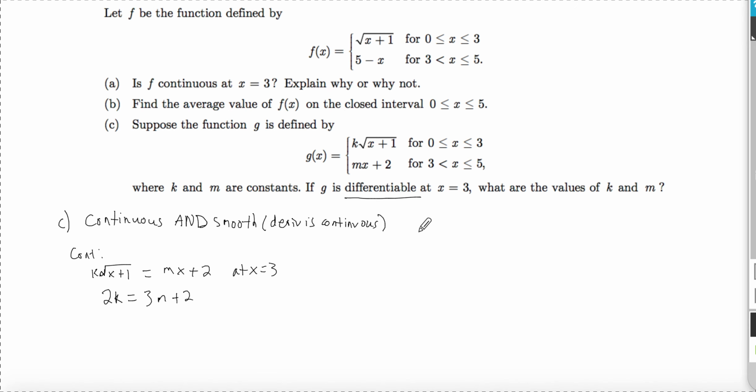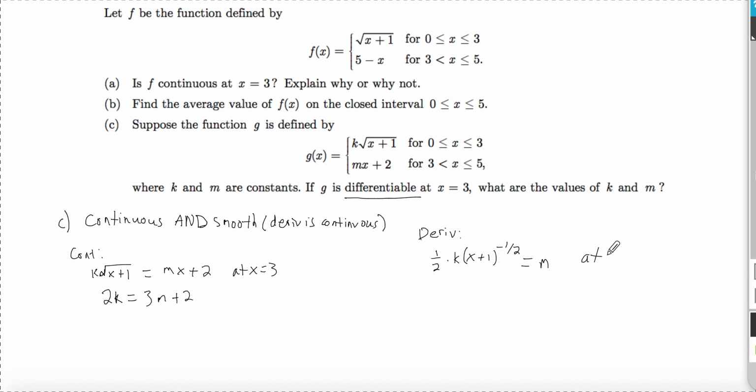So let me go over to my differentiability part, my derivative part of this. Let me take the derivative then up here, okay? I need the derivative of k times the square root of x plus 1. So that would be, when I bring down the half power, half times k times x plus 1 to the negative half power, right? Equals, when I take the derivative of mx plus 2, the derivative of mx would just give me m, plus 2 gives 0. So there we go.